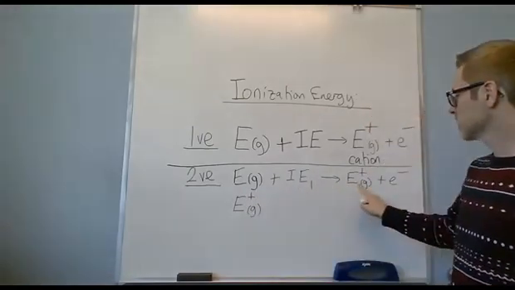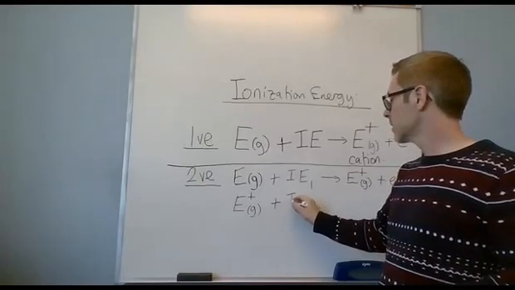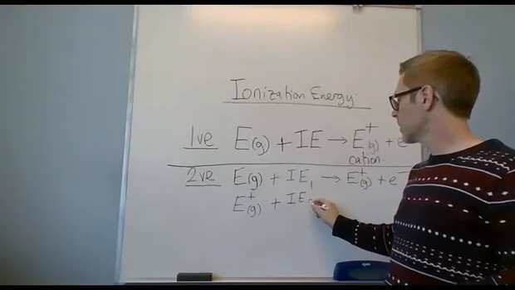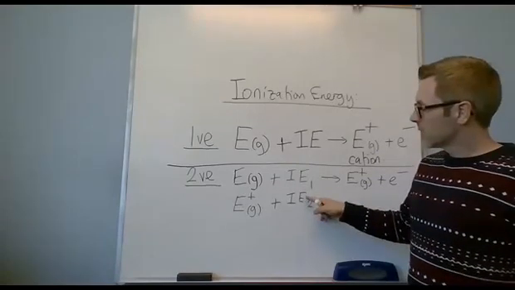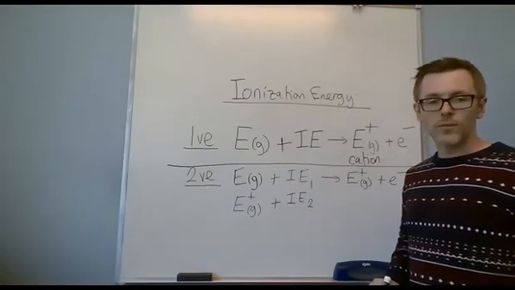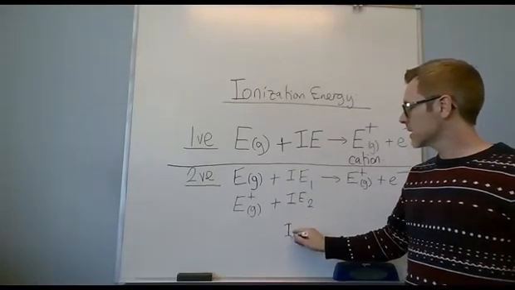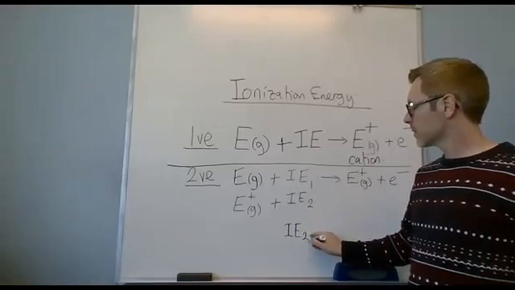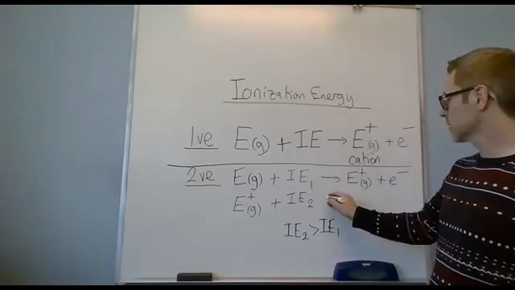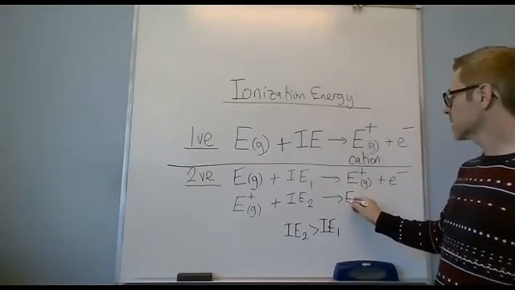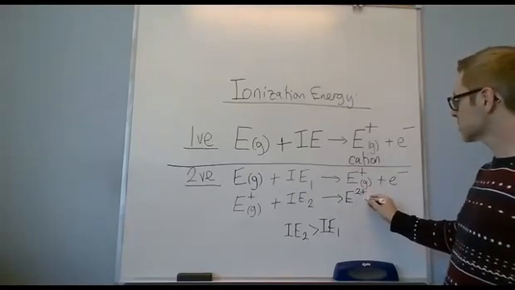where you take the product of the first reaction and you take a second electron away with a second ionization energy. Now, these two ionization energies are not equal. The second ionization energy is always greater than the first ionization energy, and we'll see why in a second. If you take a second electron away, you're going to have a second positive charge here.